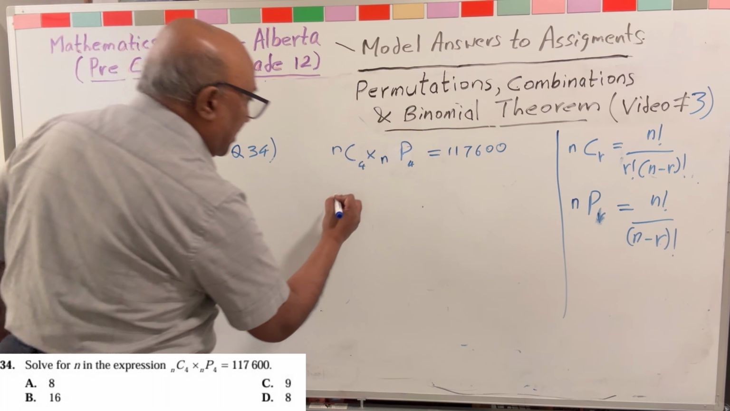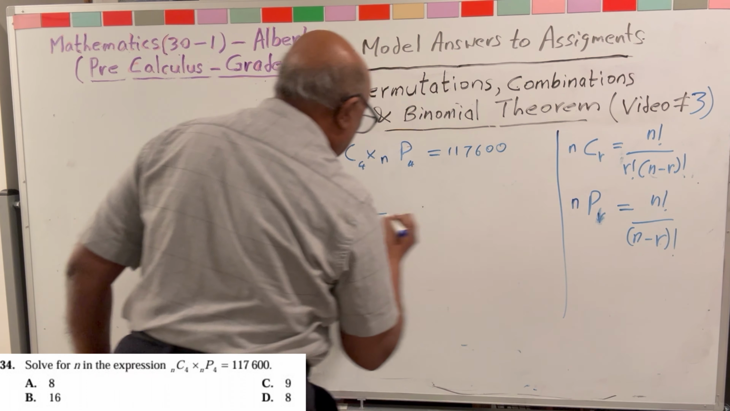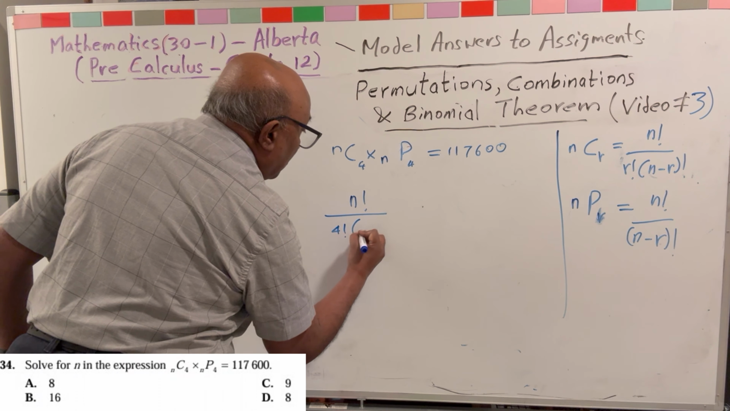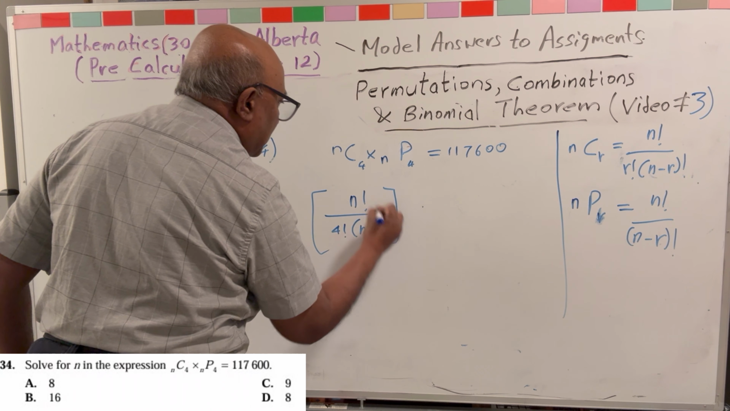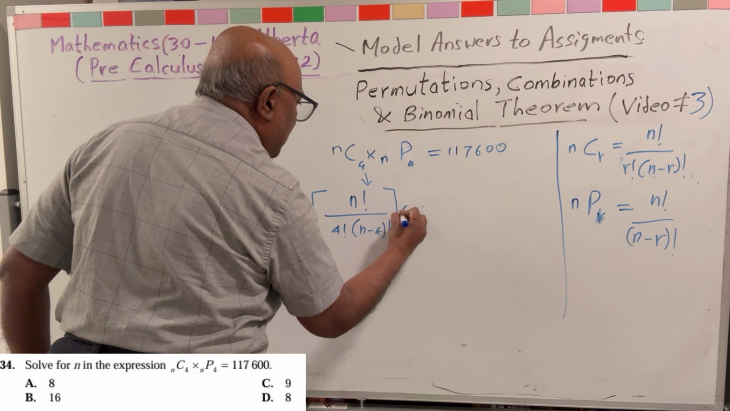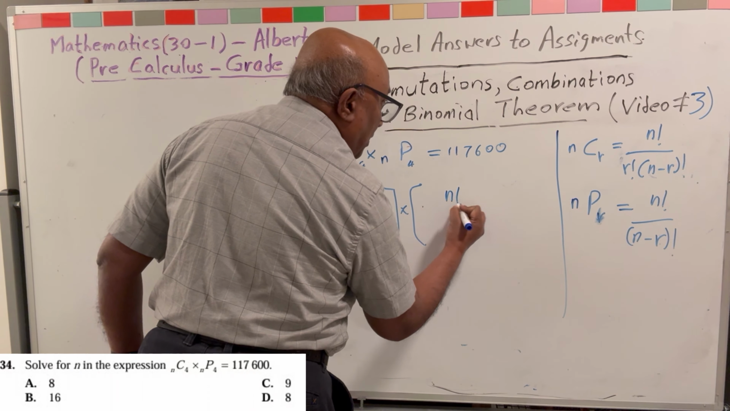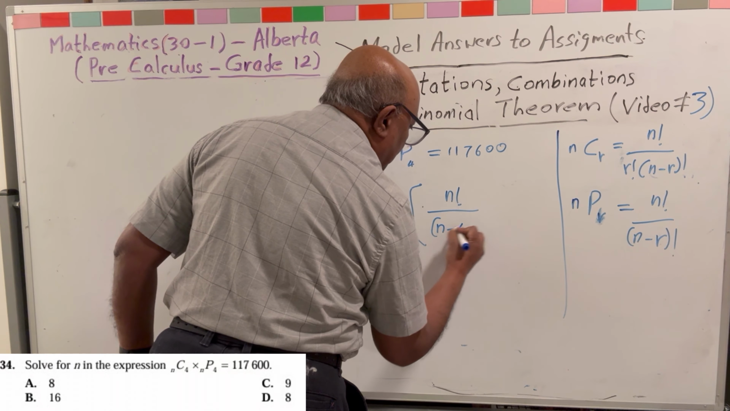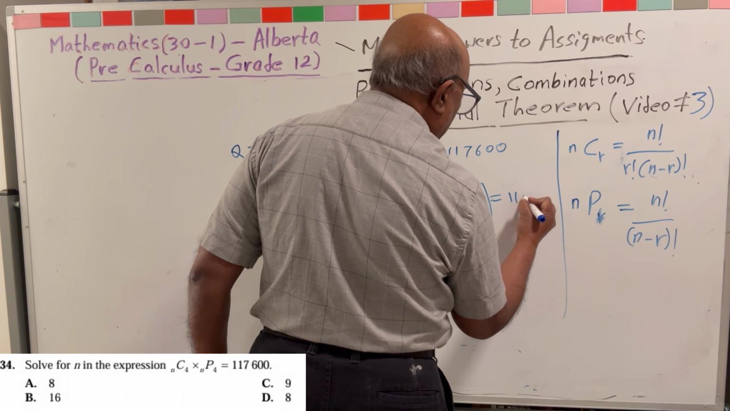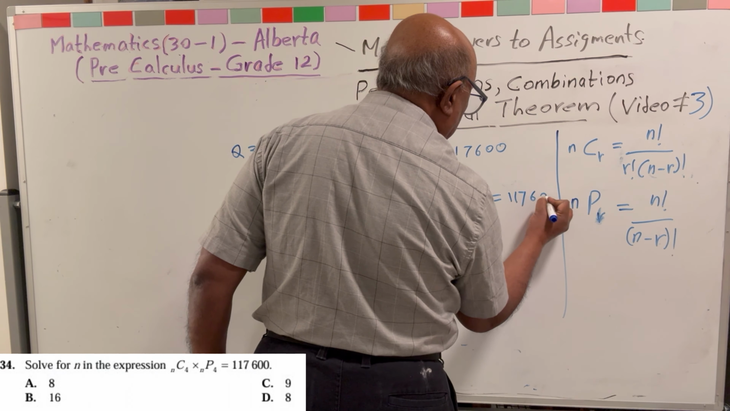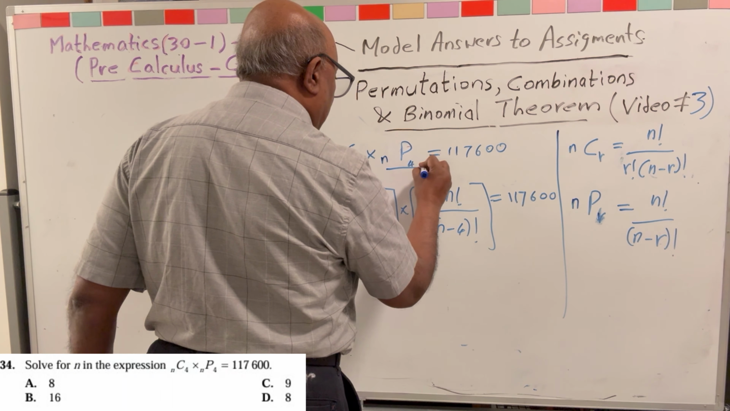Okay. Let's apply the combination formula for the first part. Factorial n upon factorial r, r means factorial 4, factorial n minus 4. That is for the first part, times, for this one, factorial n upon factorial n minus 4, is equal to this number, 117,600. This is for this part, okay?